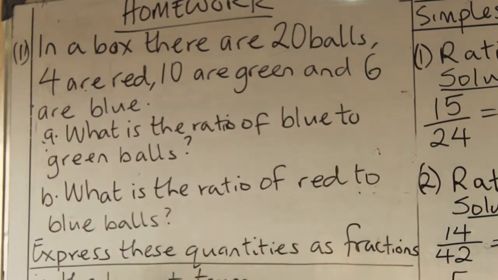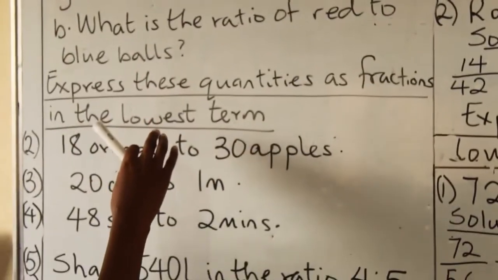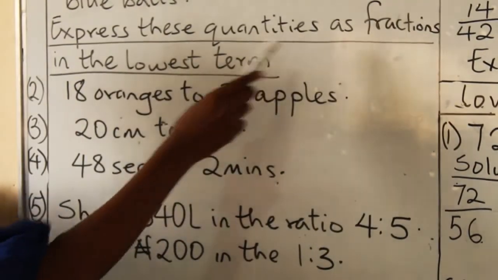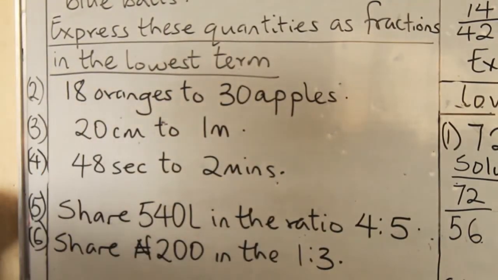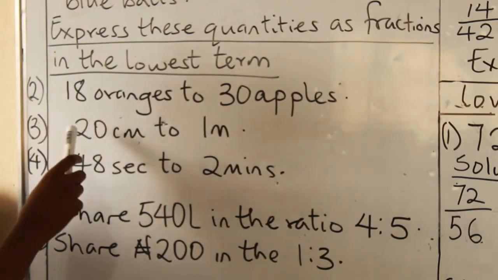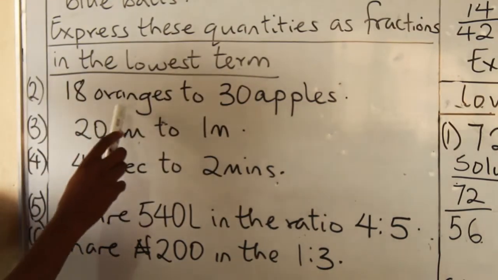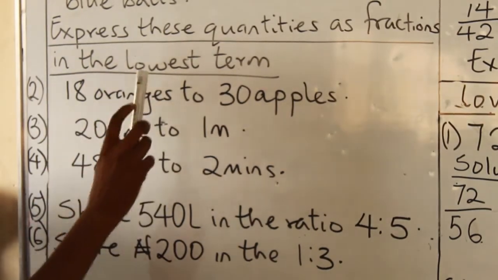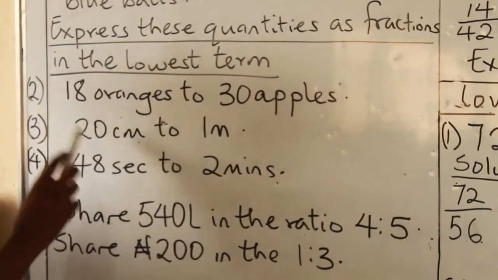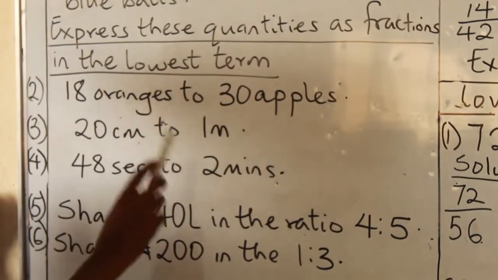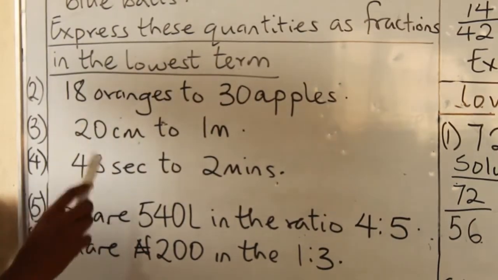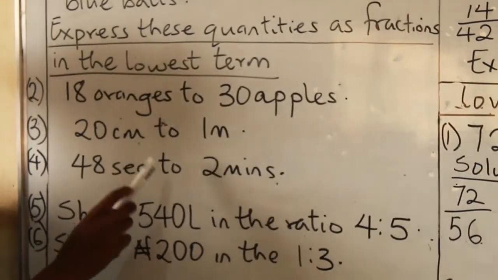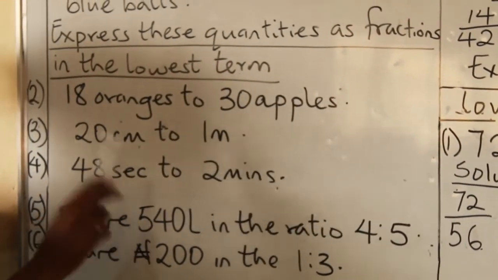And the second question, you will be expressing these quantities from question 2 to question 4 as fractions in their lowest term. Number 2 question says 8 oranges to 30 apples. Number 3, 20 centimeters to 1 meter. And number 4 question says 48 seconds to 2 minutes.